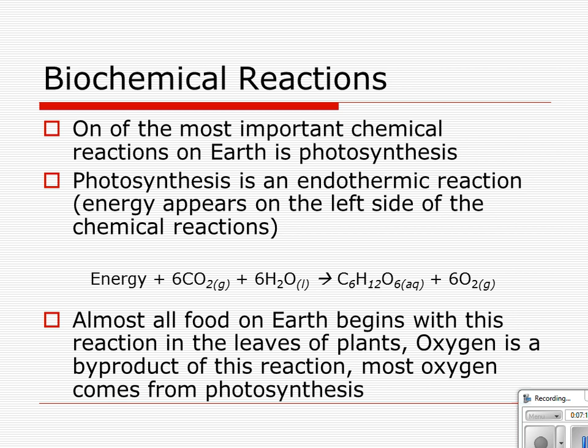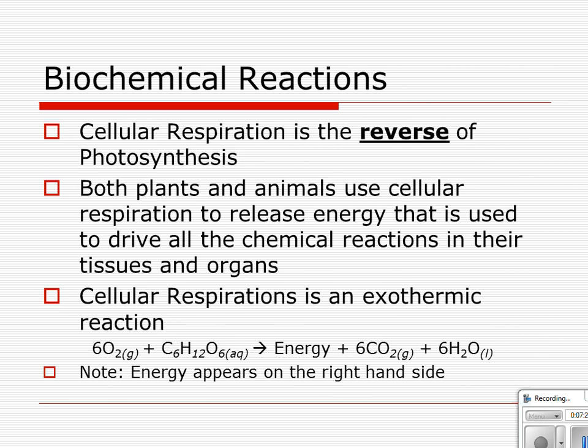That's an important part there: oxygen being a byproduct of photosynthesis is actually a waste product of the plant. The plant doesn't need the oxygen, therefore it expels it, but it is very important for the rest of life on Earth. Now, cellular respiration is the reverse process of photosynthesis. Both plants and animals use cellular respiration to release energy that is used to drive all the chemical reactions in their tissues and organs. Cellular respiration is an exothermic reaction, meaning that you see energy on the right-hand side, as a product, not a reactant. So we have oxygen and glucose as our reactants, forming the products of energy, carbon dioxide and water.